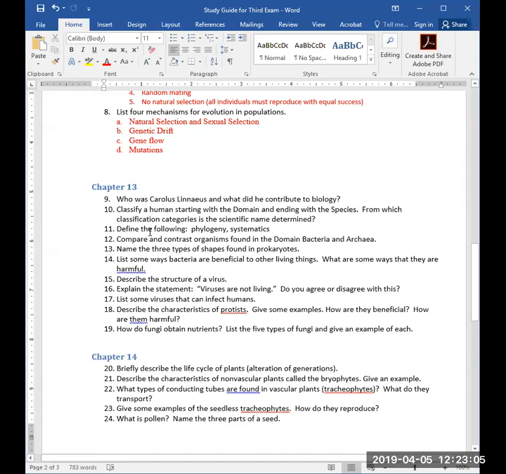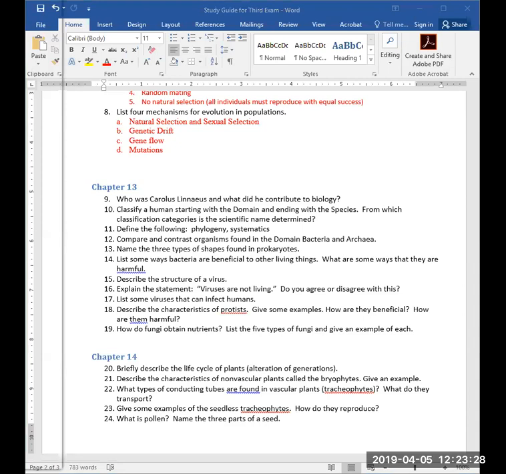So Carolus Linnaeus, a Swedish biologist, is the one who came up with the two-name way of scientifically categorizing organisms. All right, the two-part name.